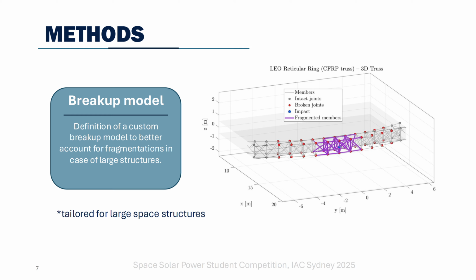Here we can see on the image on the right a very simple example with a truss structure which is impacted by a fragment, the blue point, and as plotted in the figure, we see that the violet trusses are those breaking up, while the red dots represent the breaking up joints of the truss structure. So with this model, we can actually better estimate the fragmentation for any type of structure, of the typical structures of SPS.